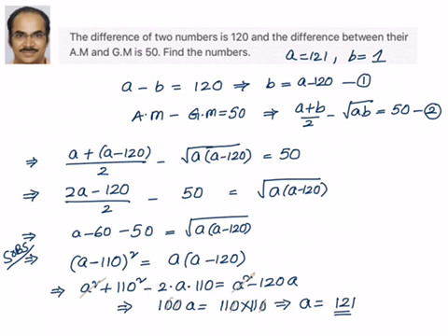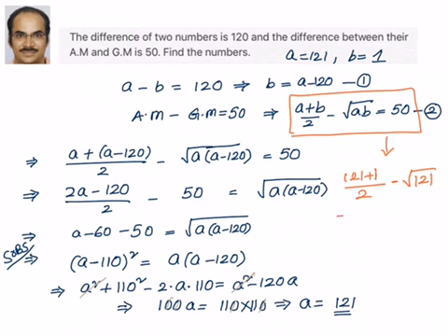Now let's verify this whether it's correct or not. For that we will go to our second equation and we'll cross check that. What is A plus B by 2? 121 plus 1 divided by 2 minus square root of AB, that is square root of 121. This is nothing but 61 and this is 11, which is equal to 50. That is what is given as 50. So we are good to go. So that's the solution of this particular problem.